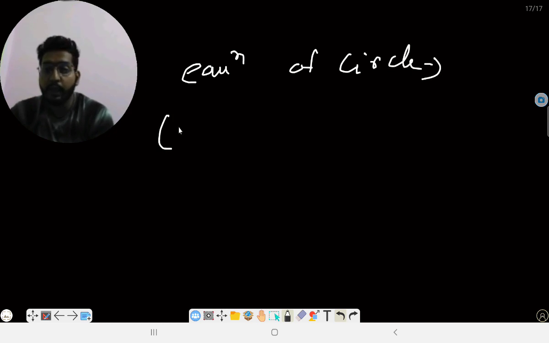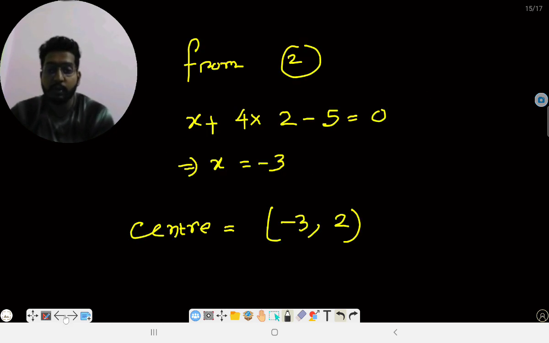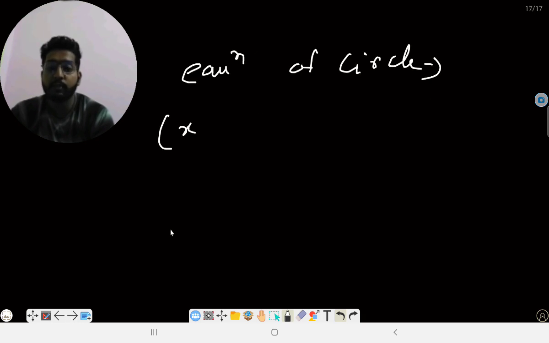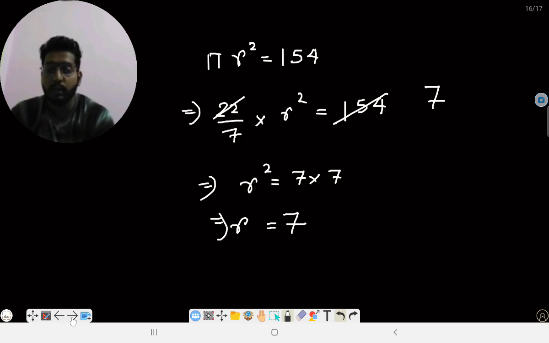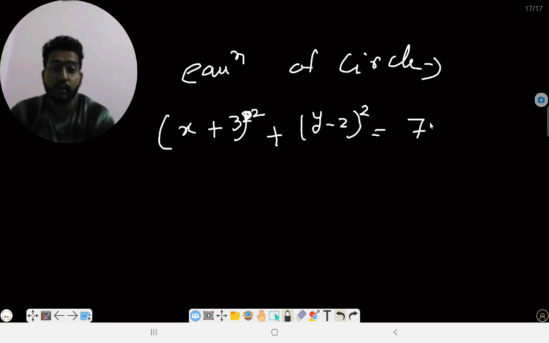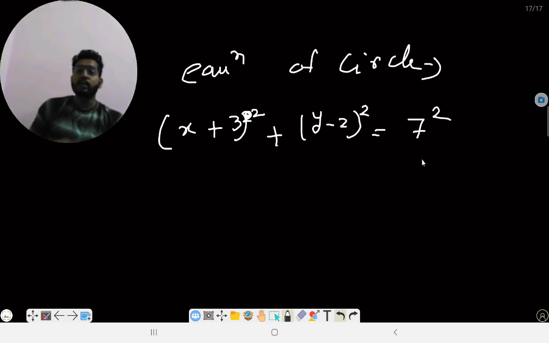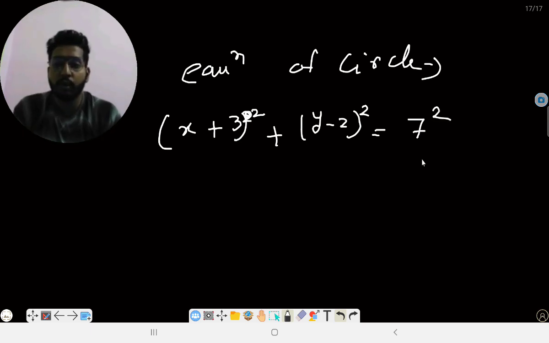So again, the equation of the circle. What is the equation of the circle here? (x - (-3))², that means (x + 3)² plus (y - 2)² equals, from here, 7². So 7² will be the answer. At the end you have to expand this, and that will be the answer.